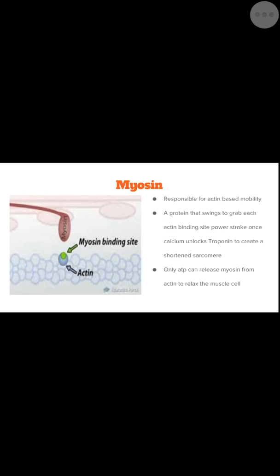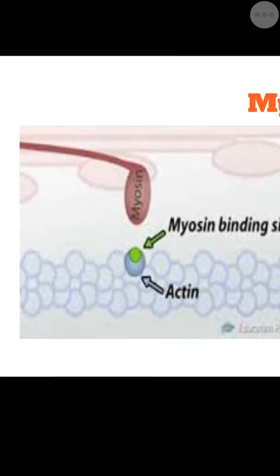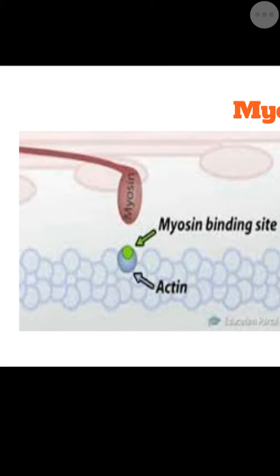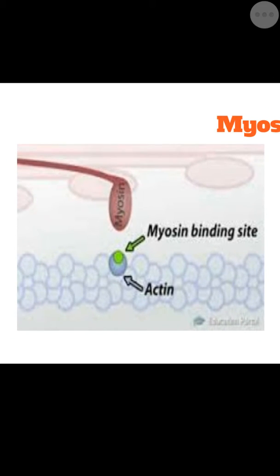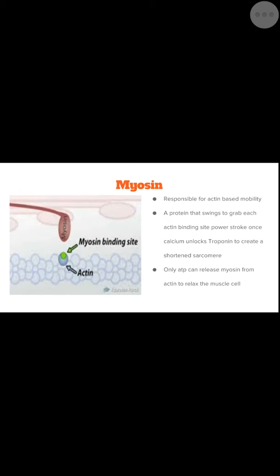Only ATP can release myosin from actin to relax the muscle cell. So the myosin is that little thing on the top that's red. It's going to connect to the myosin binding site, which connects the myosin with the actin.